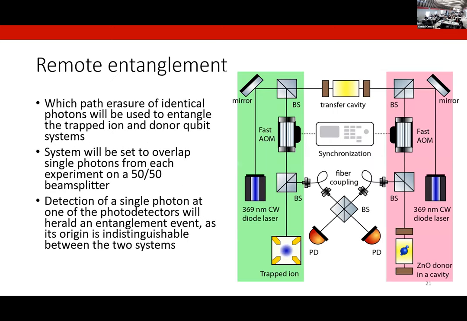Once we have our two identical photons, we need to actually go and entangle the systems. This will be done using which path erasure of emitted identical photons. The two exciting lasers will be synchronized and phase locked, then sent to fast AOMs for the pulse shaping. Our pulses will then be sent to the trapped ion and donor defect systems, where they will go through the process of being excited and emitting a photon, which is then collected and sent to interfere on a beam splitter. Each output of this beam splitter has a photodetector, and the detection of a single photon at one of the photodetectors will be taken as a sign of entanglement. So we'll be entangling the state where one system has gone through its transition and the other has not.